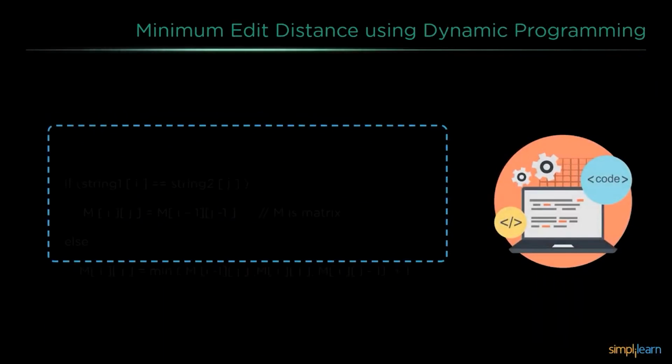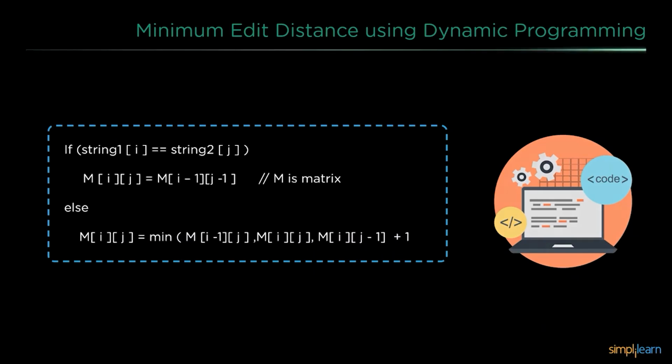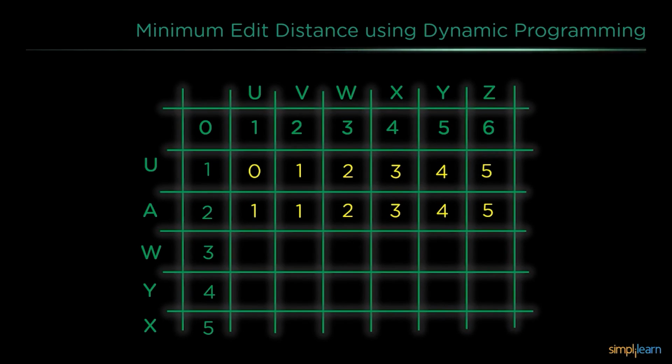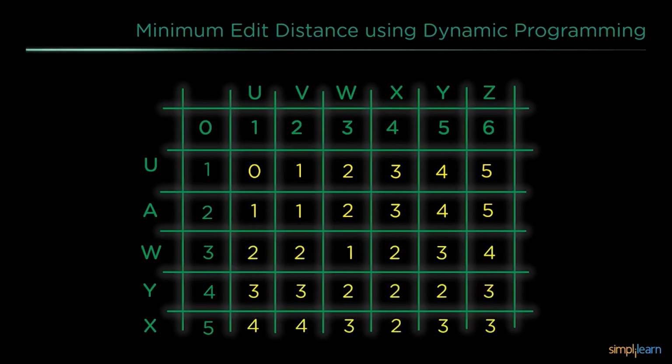If you found it challenging to compute the number of operations using this method, we devised a new formula. It states that if the character of string 1 is the same as the character of string 2, we take the diagonal value as the number of operations. But if the characters of both strings differ, we take the minimum of the left, top and diagonal values plus 1. So using this formula, we filled all the matrix values to convert string 1, that is U, V, W, X, Y, Z, to string 2, that is U, A, W, Y, X. The last value of the matrix, which is our answer, shows that string 1 and string 2 require three operations to perform the conversion.